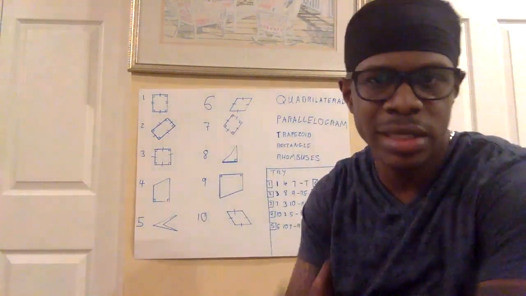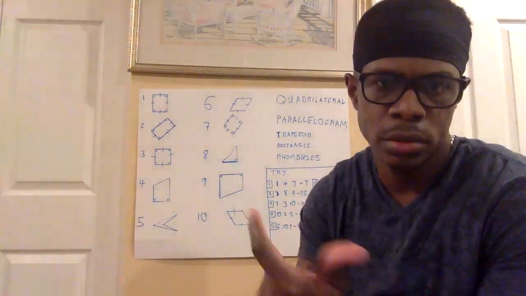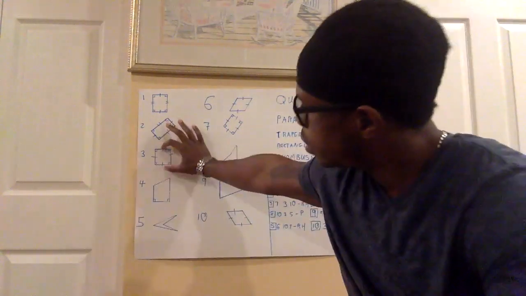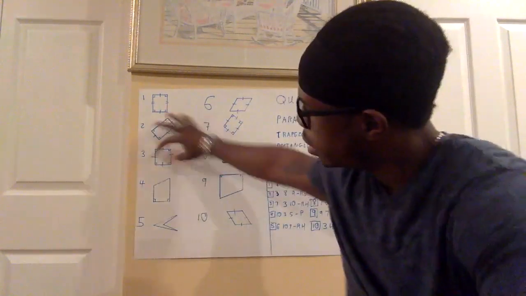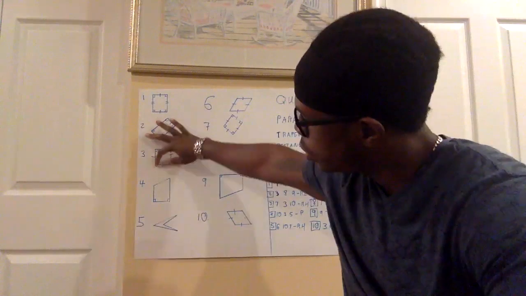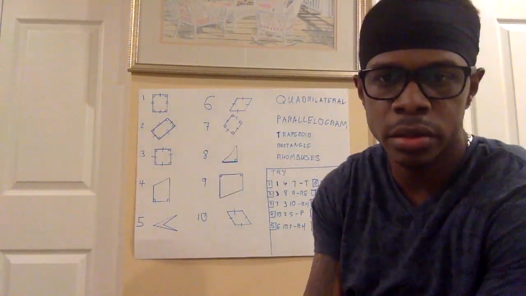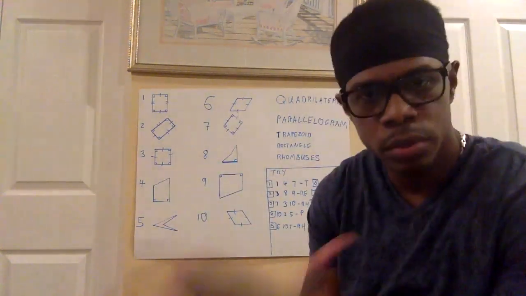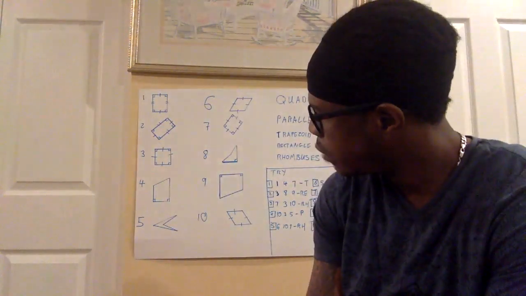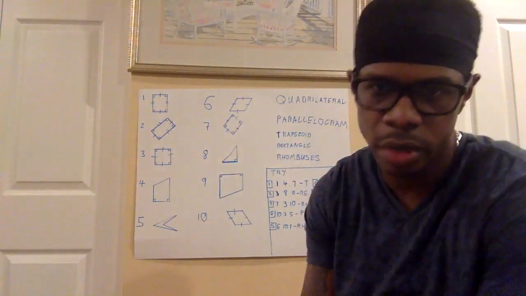If I say number three is not a parallelogram, would I be correct? No, I'd be wrong. This is a pair of parallel lines, that is a pair. So that's one, two. Two pairs of parallel lines. Number four, would that be a parallelogram? If I say it would not, would I be correct?